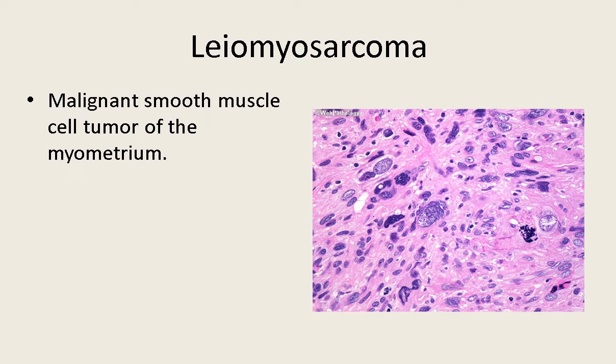Leiomyosarcoma is the malignant form of the smooth muscle cells. The benign one is leiomyoma, and the malignant one of the smooth muscle cells is leiomyosarcoma. We are not going to discuss it here, but this photo shows how it is different from the leiomyoma. There are multiple bizarre, abnormal, irregular, large cells with large nuclei and mitotic figures.